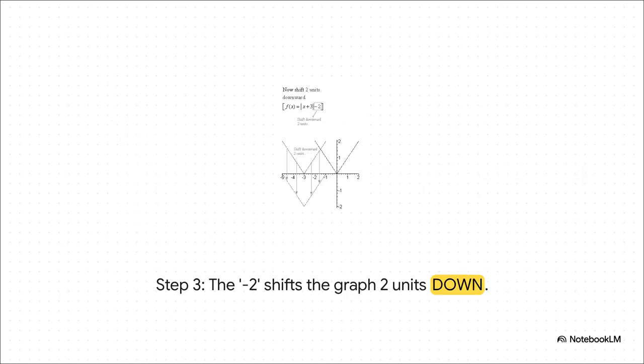And for the final step, we look at the vertical code. We look outside the function and we see that minus 2. This is the easy, intuitive part. What you see is what you get. So we take our already shifted graph and just pull the whole thing down by 2 units. And there it is, the final graph perfectly cracked.